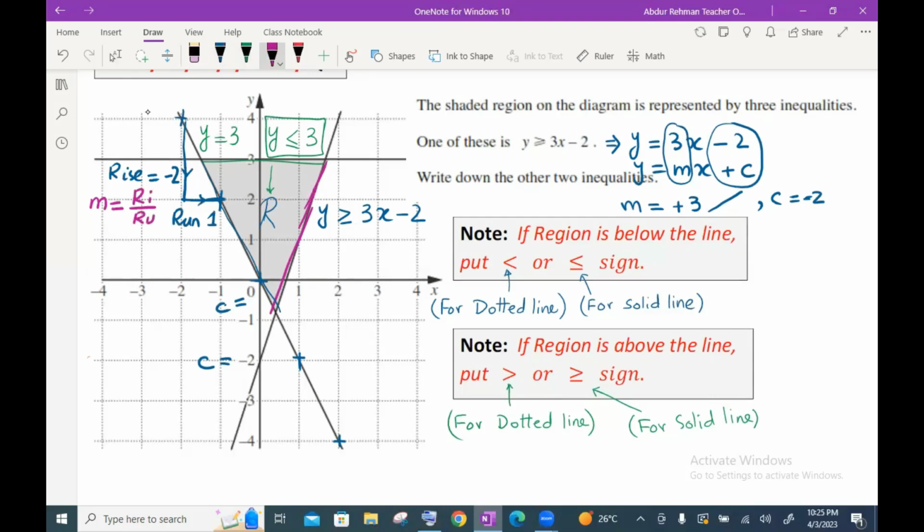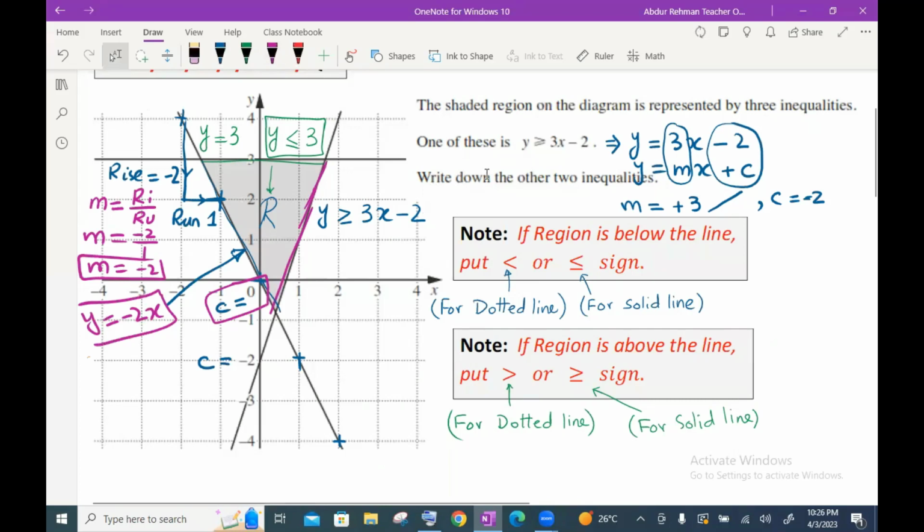Rise over run, rise is -2 and run is 1. So the equation of this line will be... C is 0 and the gradient is -2. So the equation of this line will be y equals mx plus c. M is -2, x plus c is 0. So the equation of this line is y equals -2x.